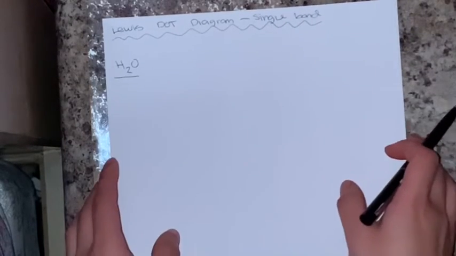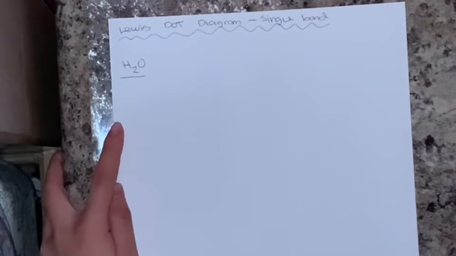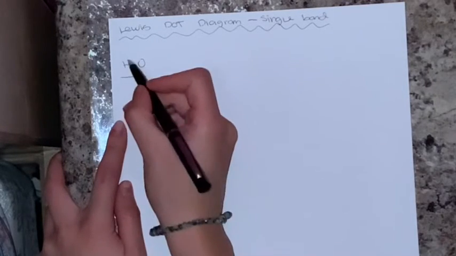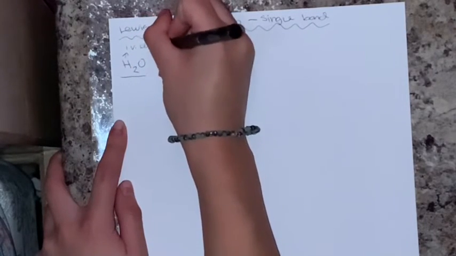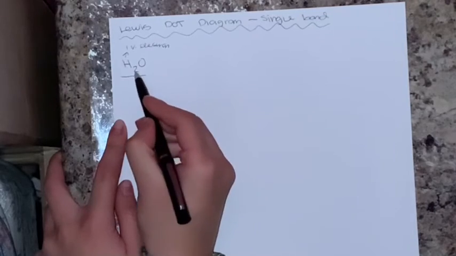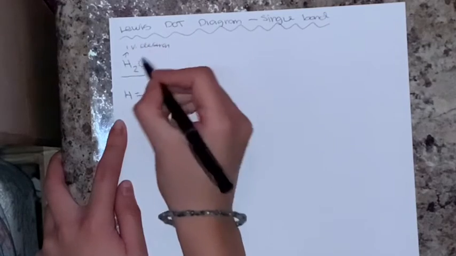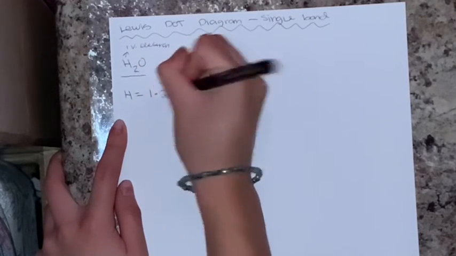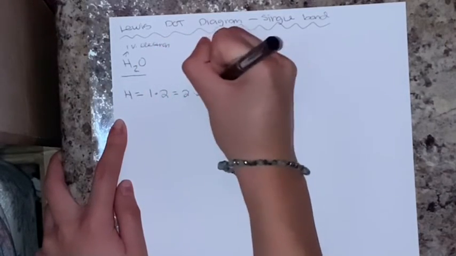So we are going to be doing a Lewis dot diagram for the chemical formula H2O, and this is for a single bond. So we have water, aka H2O, and so we know that hydrogen has one valence electron, and we have two atoms of hydrogen. So we're going to multiply that one valence electron to those two hydrogen atoms, and we're going to get a total of 2 valence electrons.